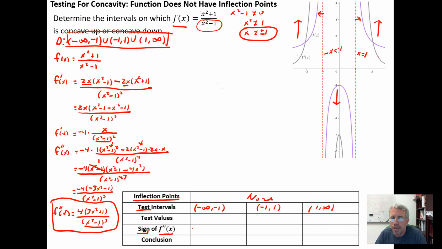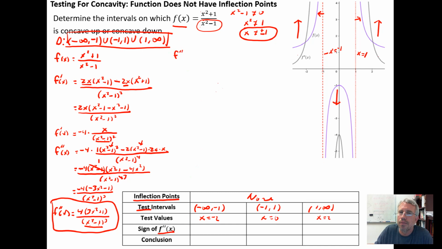And so now we need our test values that we plug into the second derivative to determine the sign. So I look at this first interval and I see that x equals negative 2 is in there. The second interval, I see that x equals 0 is in the interval from negative 1 to 1. And in the interval from 1 to infinity, I see that x equals 2 is in there. So we just plug those test values into our second derivative.